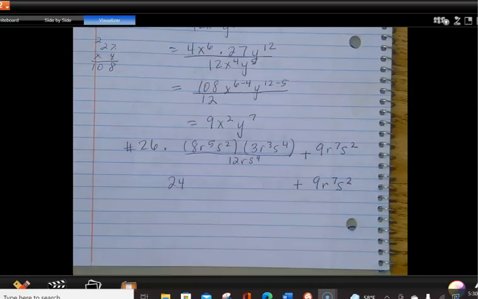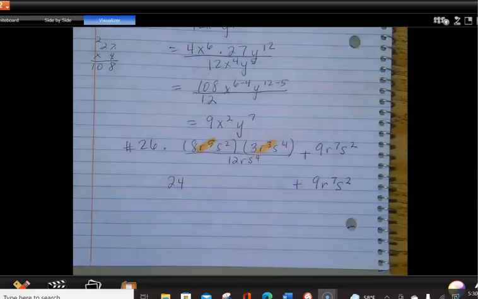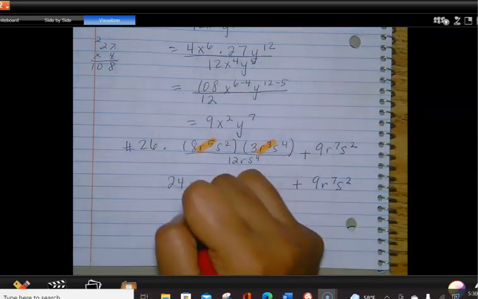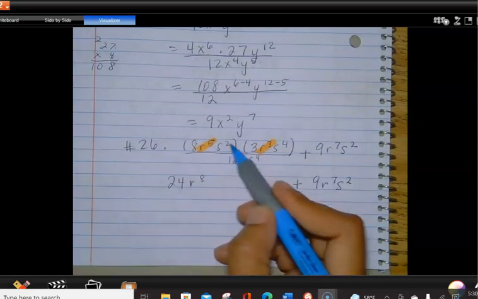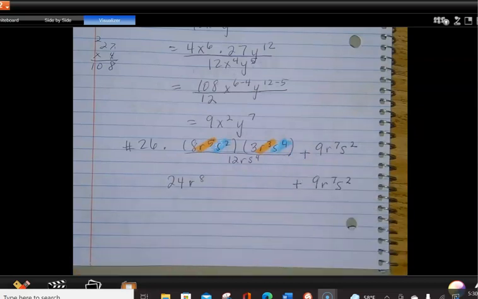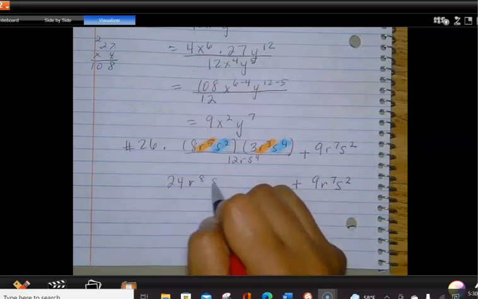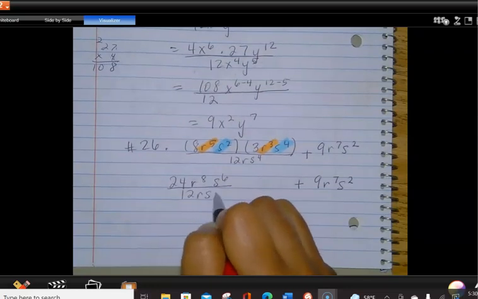And I know that since I have those r's, I'm going to group those together, r to the 5th and r cubed. So I know I'm going to do addition there. So that's r to the 8th. And then I have s to the 2nd, s to the 4th. And I'm going to add those two together. I'm using the product rule, which says to add those, that's s to the 6th. And on the bottom, I have 12r s to the 4th.